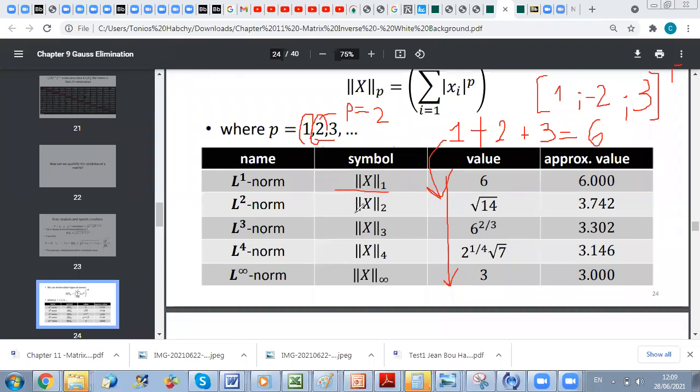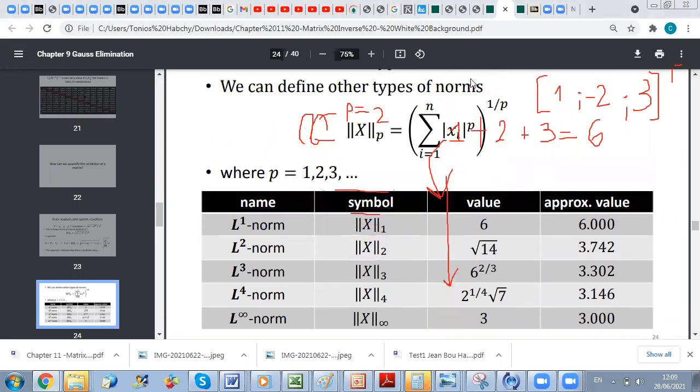Okay. Now concerning the norm based on p equals 2, you take a radical. If you apply this formula here, the summation of absolute value of x to the power p and the whole term to the power 1 over p, then when p is 2, you have the sum of xi squared to the power 1 over 2. So you will get, for example, the radical of 1 squared plus 2 squared plus 3 squared. And you will see that as you increase p, your result will decrease. The first value was 6, the second is radical 14.